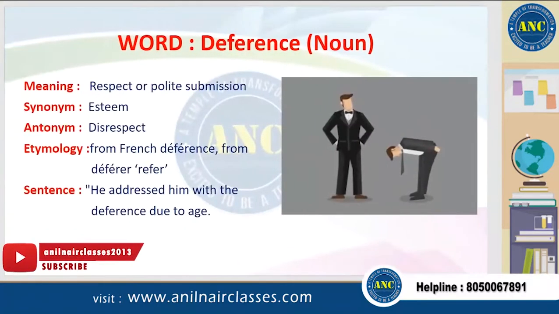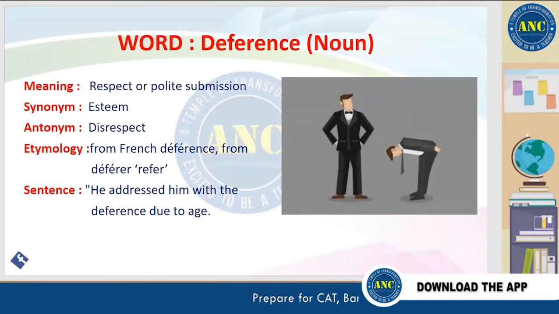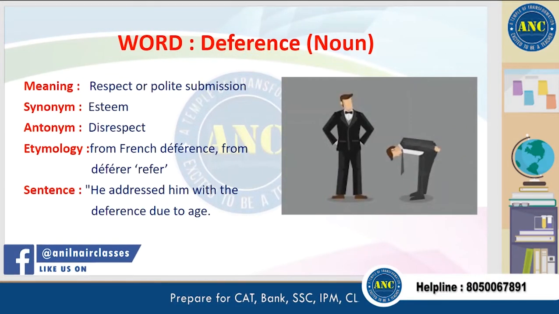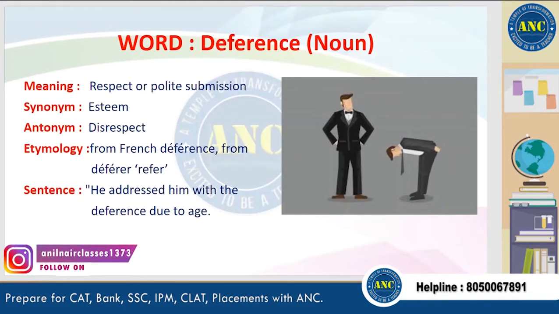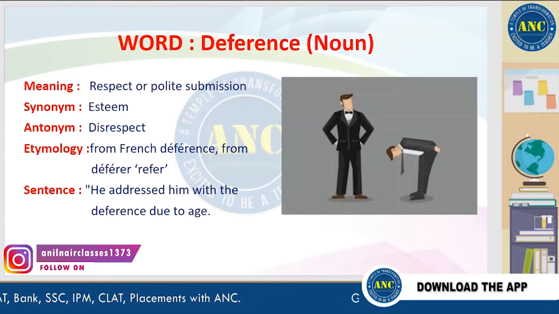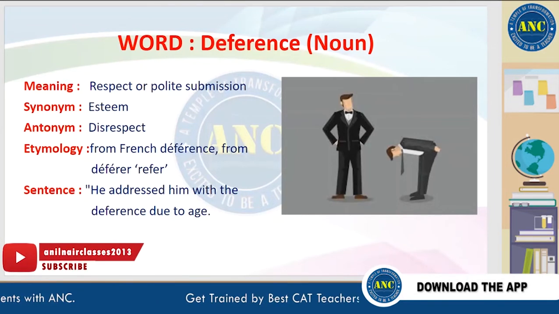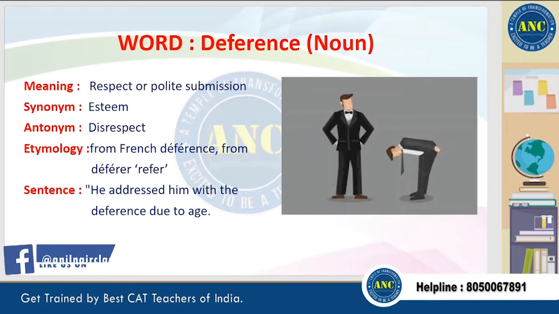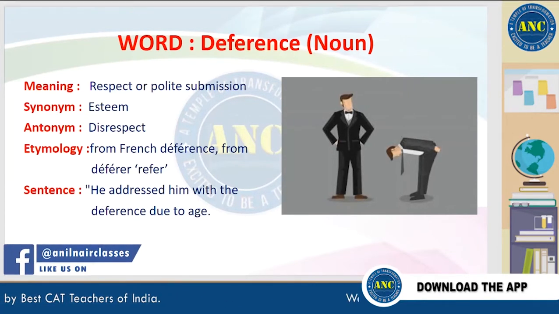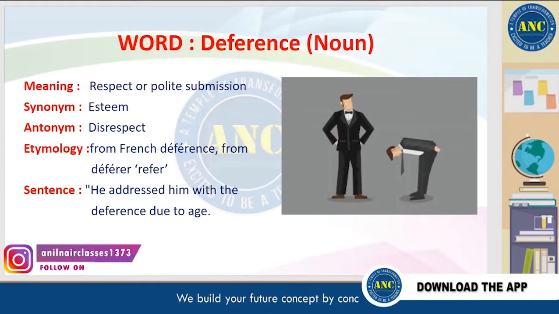The next word is deference. Deference means to respect, or it can also refer to polite submission. A synonym for this word is esteem, and an antonym is disrespect. It is derived from the French word which means refer. A sentence for this word is, he addressed him with the deference due to age.